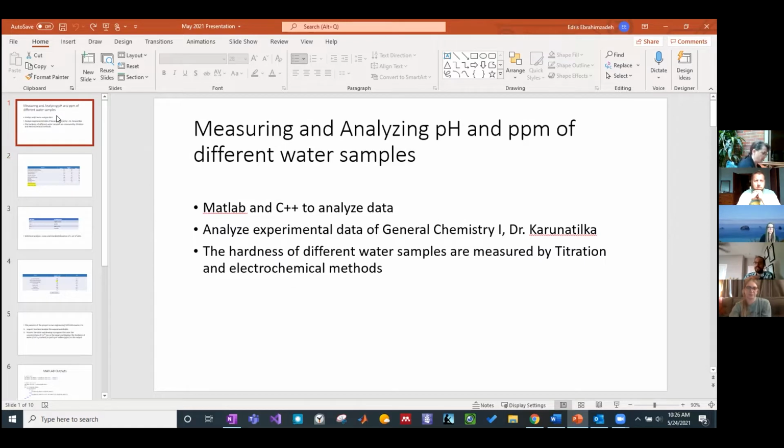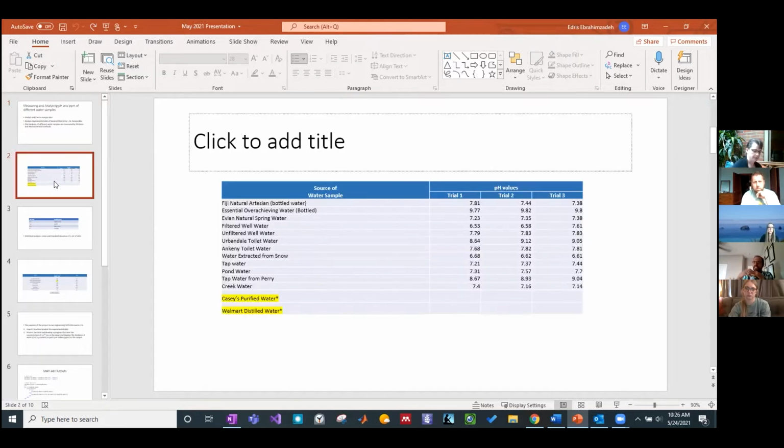In my MATLAB and C++ courses, which I teach each of them, I teach C++ in fall and MATLAB in spring semester. We just analyze the experimental data. What do I mean by analyze? Because all my students will transfer to Iowa State, I would say most of them, as an engineer, they have to know how to analyze data.